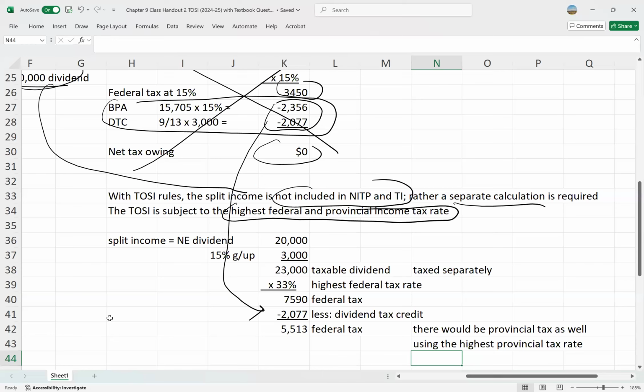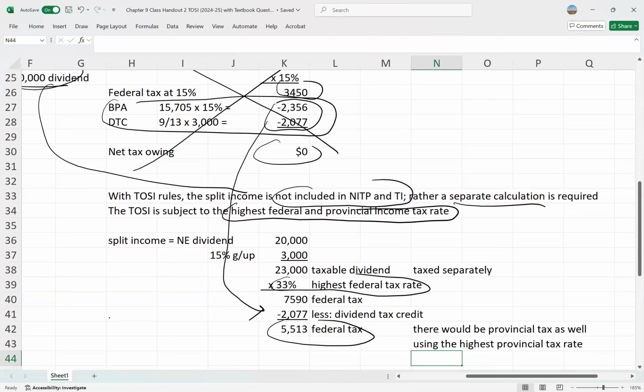So this is an example of tax on split income. If the dividend that the child receives is from a corporation controlled by one of their parents, and they are not contributing to the corporation, that dividend is known as split income. We separate it from their net income for tax purposes. We tax it at the highest tax rate. They'll still get the dividend tax credit, but because of that, they'll end up having to pay tax.